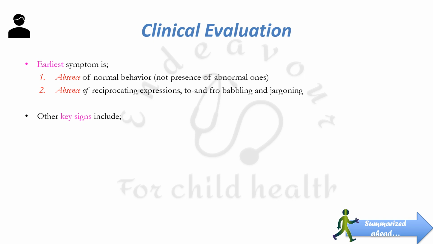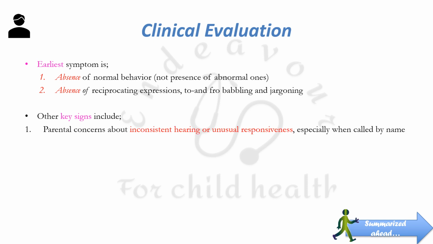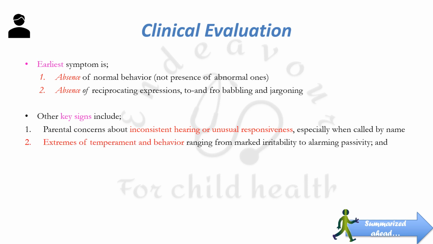The other key signs of autism include parental concerns that my child does not hear when he is called by his name, or he does not respond whenever he is asked to do something. Second, extremes of temperament and behaviors, like sometimes the child is markedly irritable and sometimes he is absolutely passive and non-responding. And also regression of social skills and or speech.